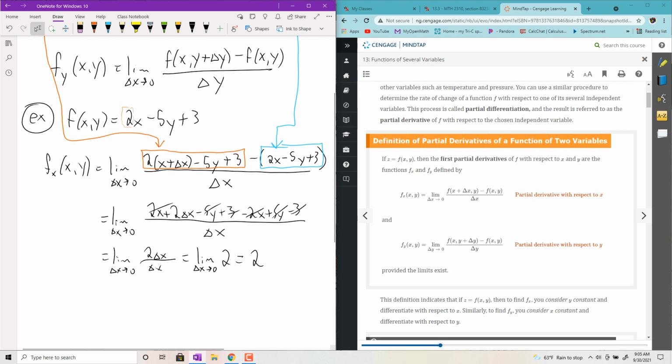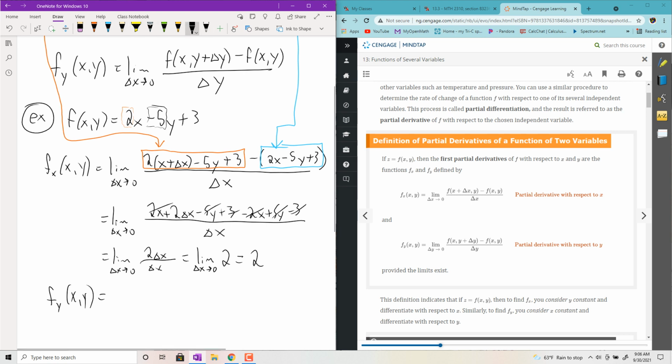Let's find the partial derivative with respect to y. The same thing, and you could guess what it's going to be. It's probably going to be negative 5, that coefficient on your y, because everything else will be considered a constant. The x is a constant, the 3 is a constant.